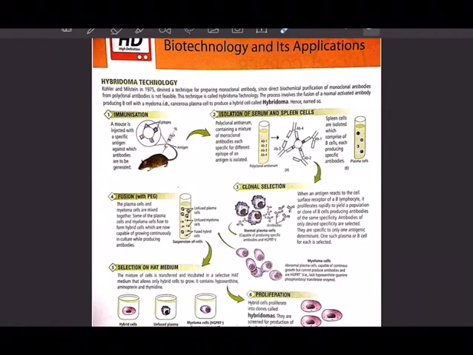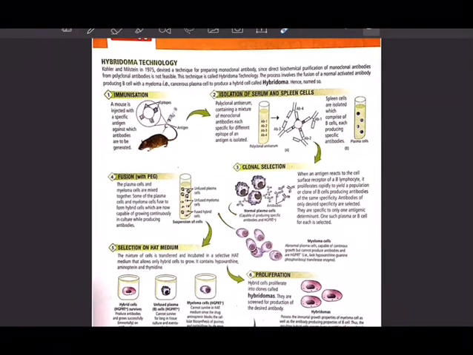Okay? And then in the fourth step, what we aim at is fusion. The plasma cells and the myeloma cells. See, here we have separated plasma cells and spleen cells, separated in step 2. Now the plasma cells and myeloma cells are mixed together. Some of the plasma cells and myeloma cells fuse to form hybrid cells. And these hybrid cells are now capable of growing continuously in culture while producing antibodies. So you can see here unfused plasma cells, unfused myeloma. But here you can see at the bottom fused hybrid cells which produce the antibodies.